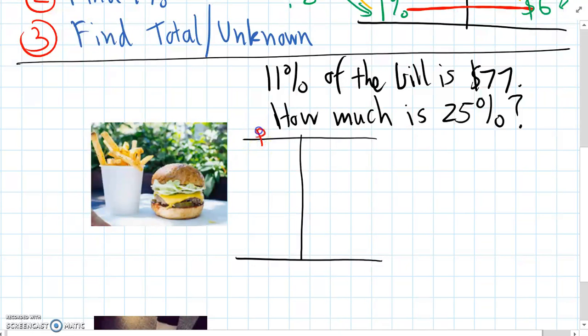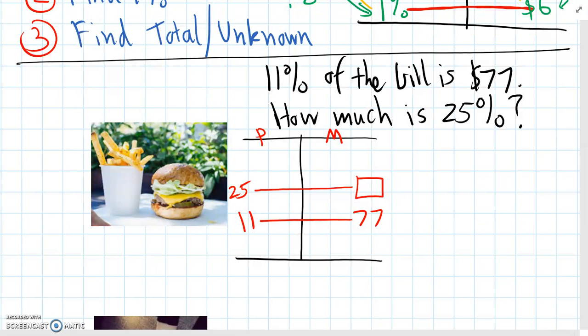So we're going to use percent and money once again. And we start with what we know. So 11% on the percentage side is the same worth as $77 on the money side. And we want to know how much is 25%. So that's above 11%. And we're not sure about that, so we'll put a box.